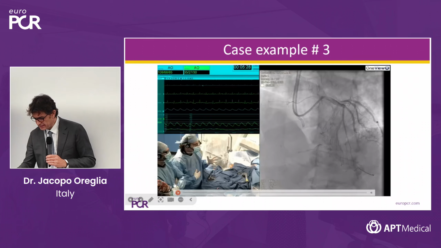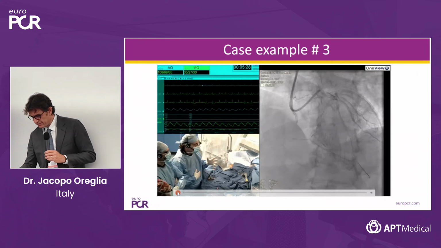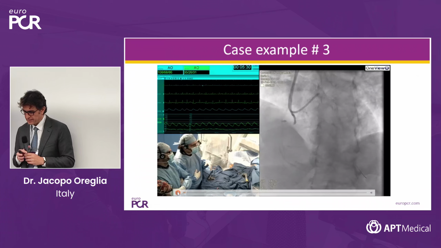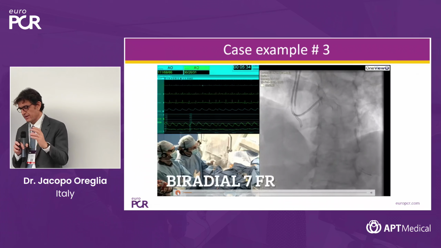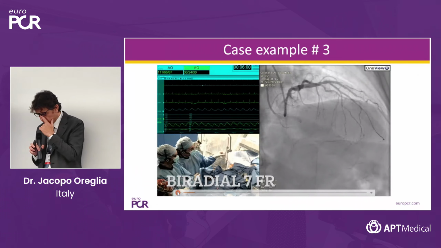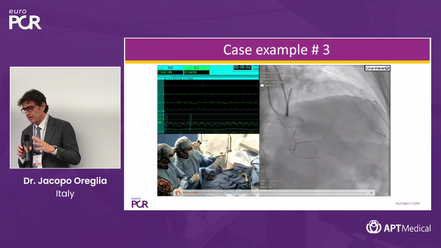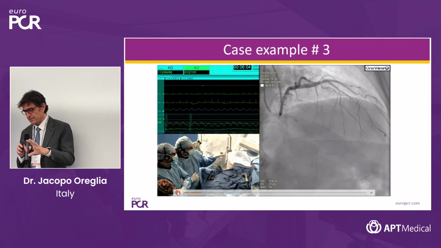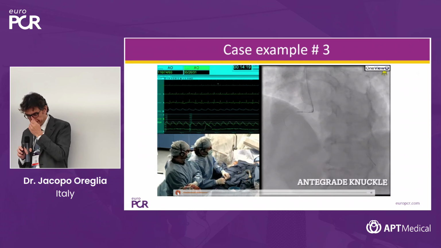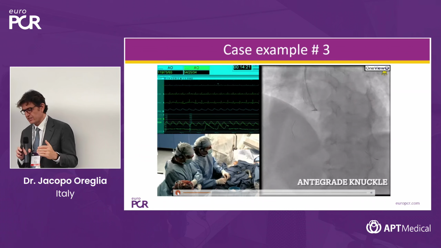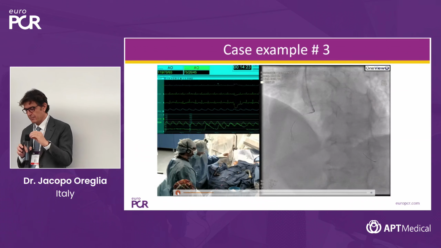So this is a case that I want to show you. It's a brief case, so it would be a 1 minute video. You see there are connections, the right is occluded, there are good septal connections from the left system to the right system. This is the projection that we use. You see that in this case we just injected through the left. And this is the antegrade knuckle, which is the safest way in order to establish the vessel course.